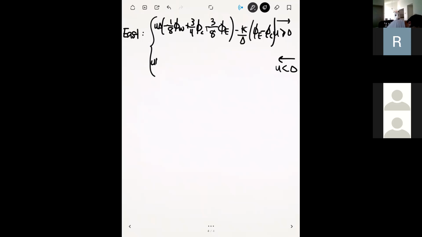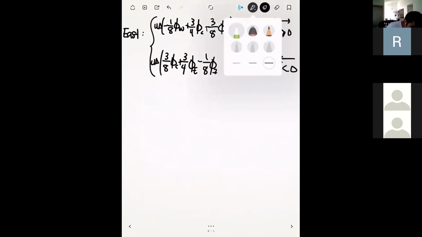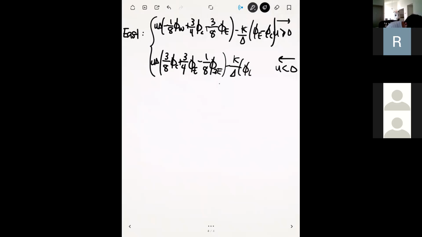So we have u delta, and then 3/8 phi sub c plus 3/4 phi sub e minus 1/8 phi sub 2e. Since the velocity is coming from the right, we're going to involve our 2e neighbor, our faraway eastern neighbor. And then we have our diffusion term.